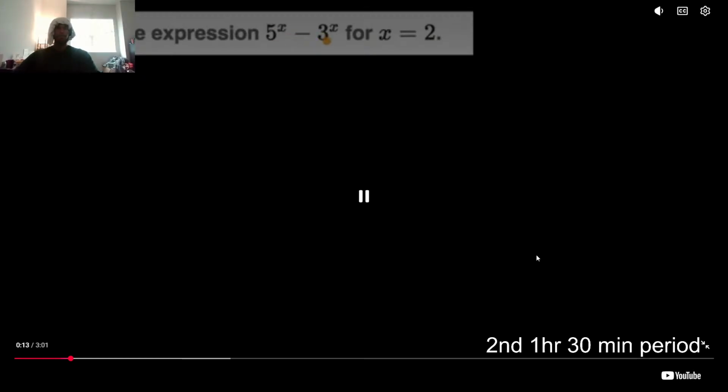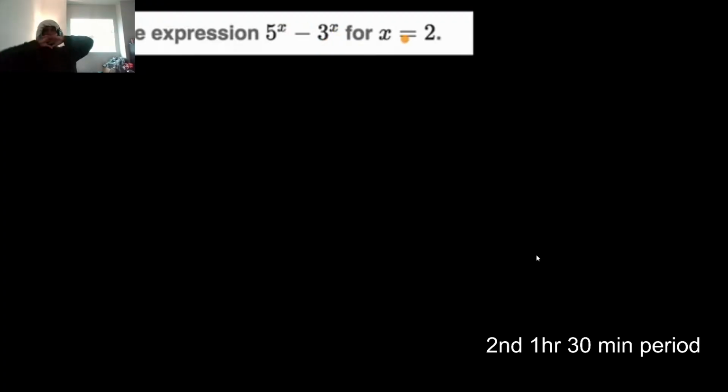What does this expression equal when x equals 2? All right, now let's work through this together. So what we want to do is everywhere we see an x, we want to replace it with a 2. So this expression for x equals 2 would be 5 to the second power minus 3 to the second power. Well, what's that going to be equal to?